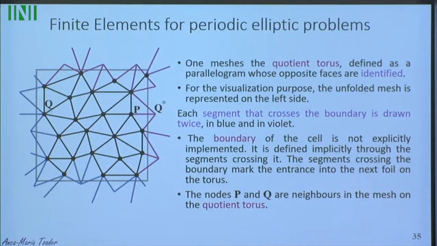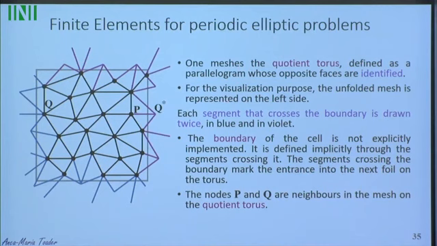Okay, so now I am able to speak a little bit about the finite elements for periodic elliptic problems as we see them. So what we meshed here is the quotient torus. What you can see here is the unfolded mesh. I'm not able to show you the mesh. I'm able just to show you the unfolded one, because the mesh is inside the computer and it is not possible to draw it. So here, only for visualization purposes, we drew the unfolded mesh.